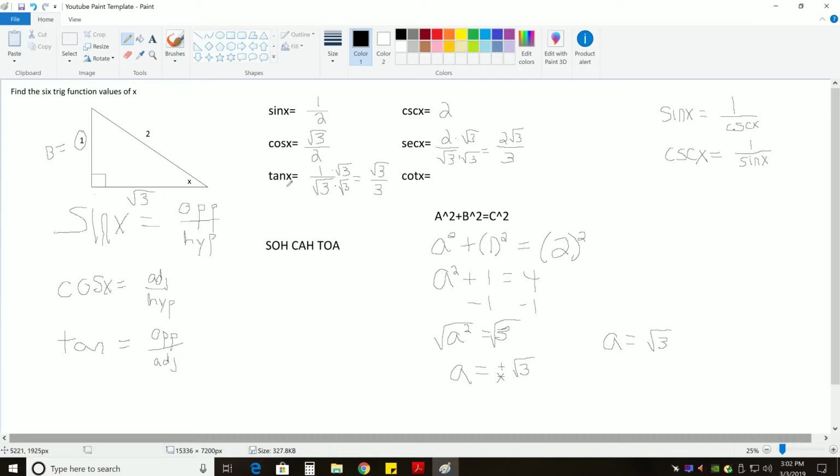And now finally we can do the reciprocal of tangent x. To make it easier, let's go back over here. The reciprocal of 1 over the square root of 3 is the square root of 3 over 1, or just the square root of 3. So you can do this reciprocal at any step, whichever one is the easiest. And this is our solution. These are all the 6 trig function values of x.